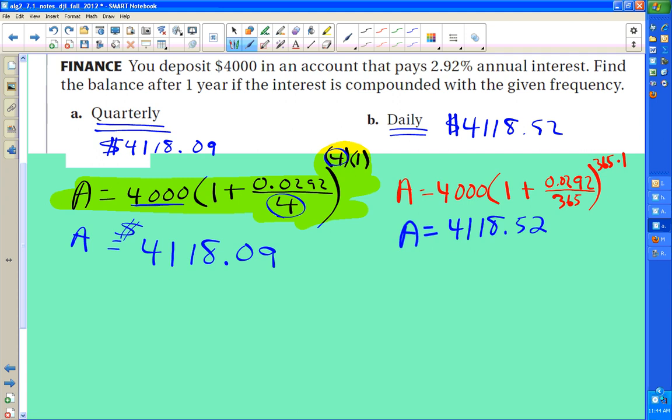Notice in red here, everything's the same, except instead of 4 times a year, we're going to compound daily, which means 365 days a year. And when you do that, you get a whopping 43 cents more than you did if you compounded quarterly. So again, you can put that into your calculator in one shot, but you have to have the highlighted or the red plug-in all written there without simplifying before you get your answers.